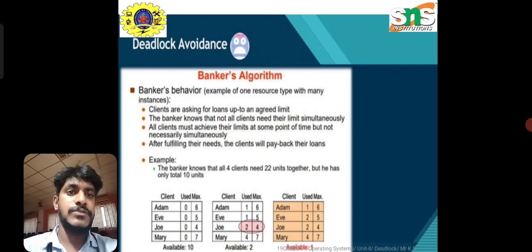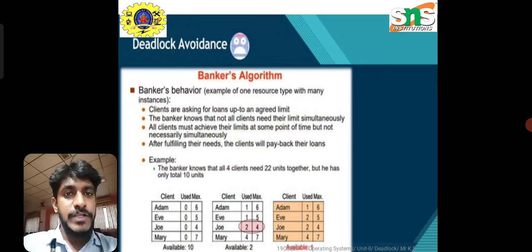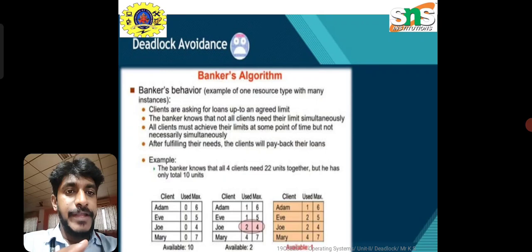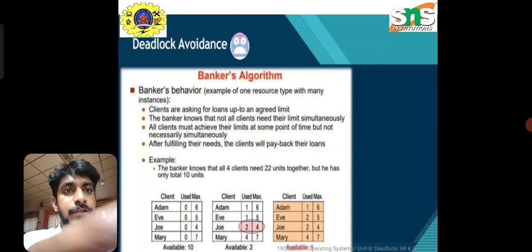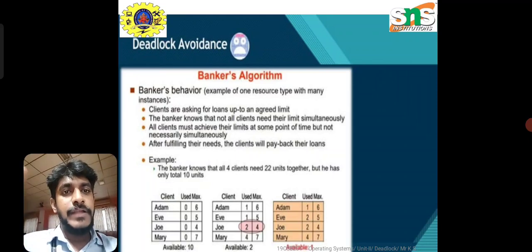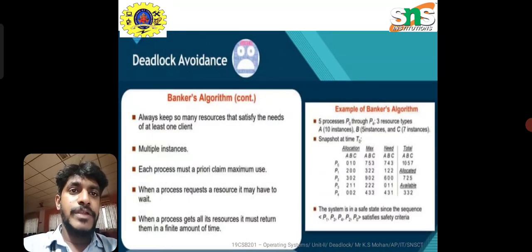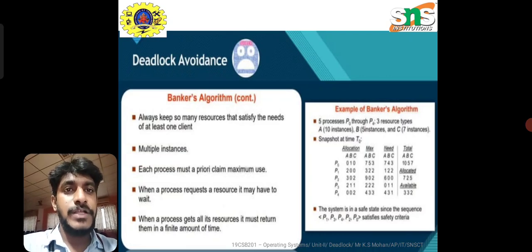For example, the banker knows that four clients, Adam, Eve, Job, and Mary, need 22 units together, but he has only a total of 10 units. So it will be allocated to clients only from the available resources. The banker's algorithm concept is to always keep enough resources to satisfy the needs of at least one client.